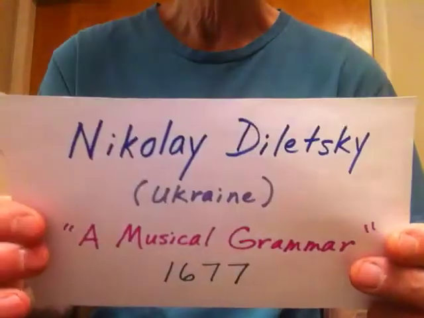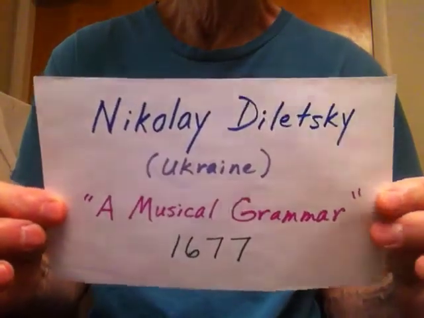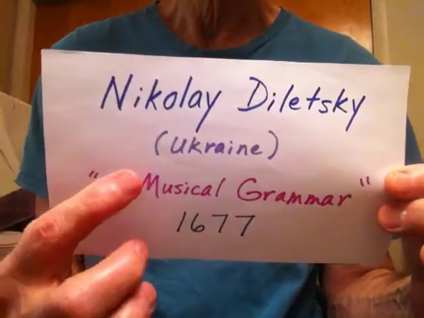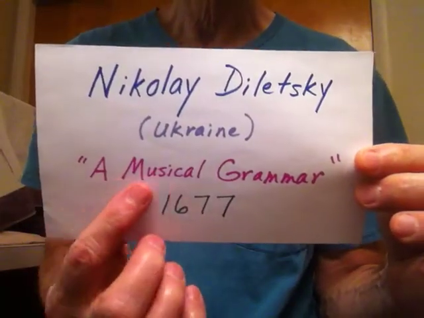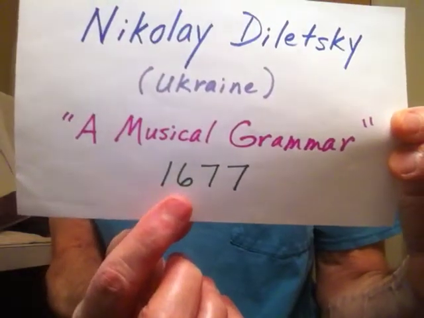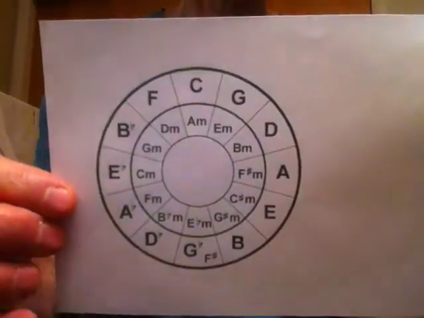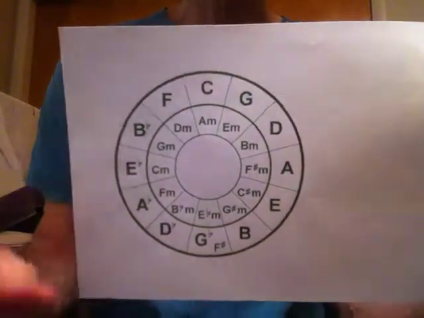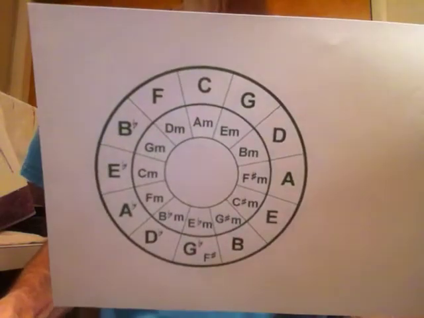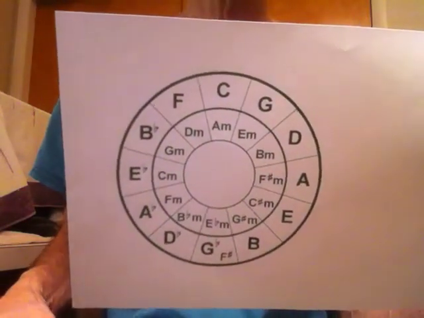Many years ago, Nikolai Daletsky, a Ukrainian, published a work called A Musical Grammar in 1677, and that was the first time the world got to see a drawing of the circle of fifths, the very primitive version. And here's a primitive version. All right, so for 342 years since this publication, very little has been done with the circle of fifths. Some people have fooled with it, but nothing really substantial happened.